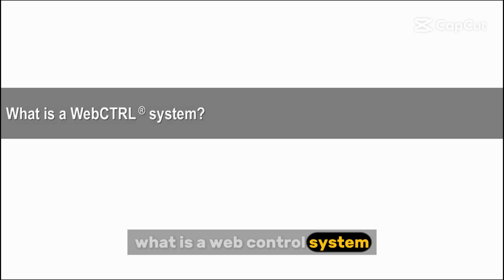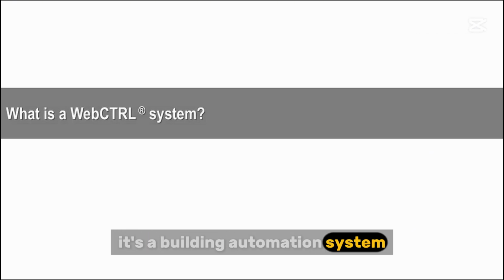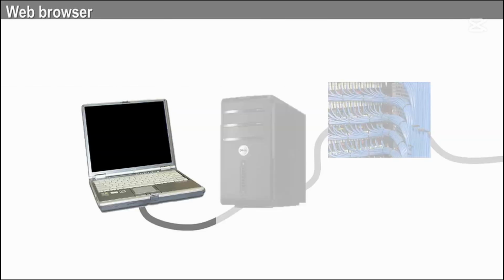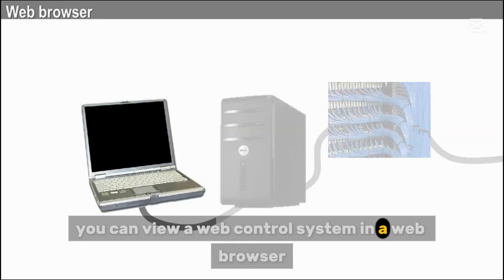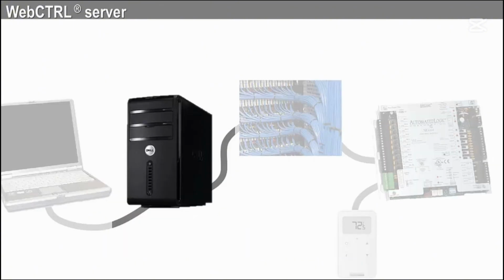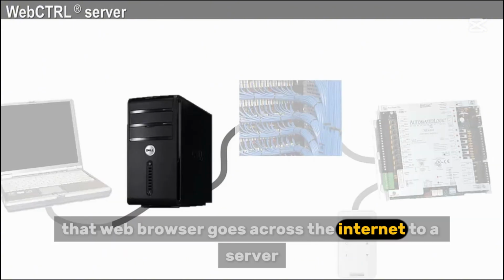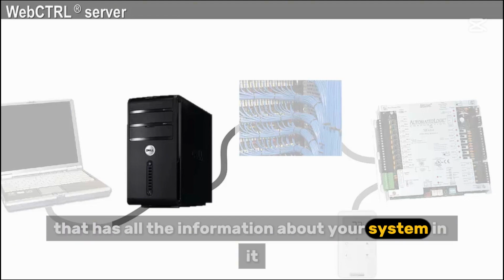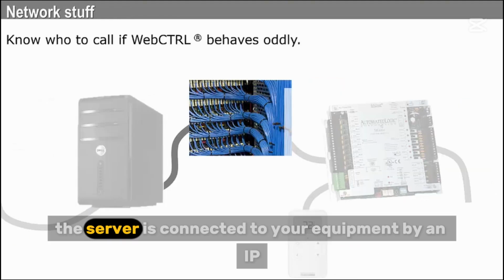What is a web control system? It's a building automation system that allows you to keep your occupants comfortable while you save lots of money. You can view a web control system in a web browser on a computer or on a mobile tablet. That web browser goes across the internet to a server that's running the database that has all the information about your system in it. The server is connected to your equipment by an IP network.